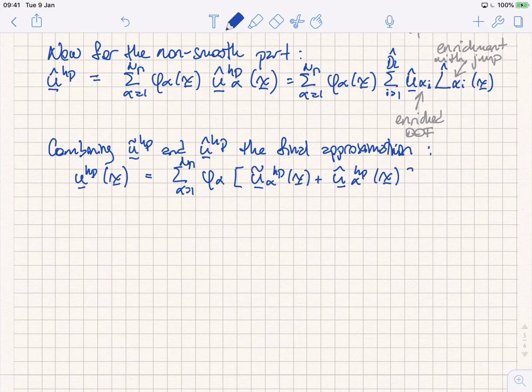Where we use one set of enrichment functions for the smooth part and a different set of enrichment functions for the other part. Okay?